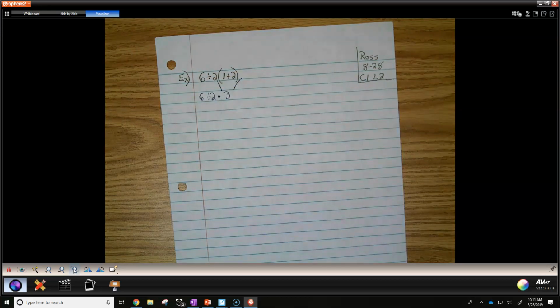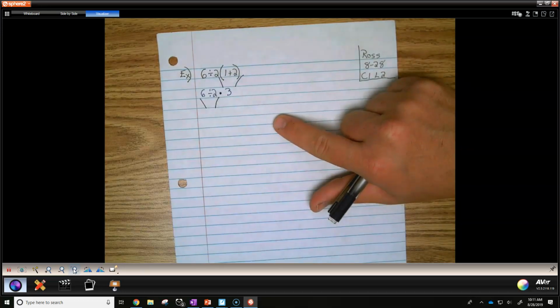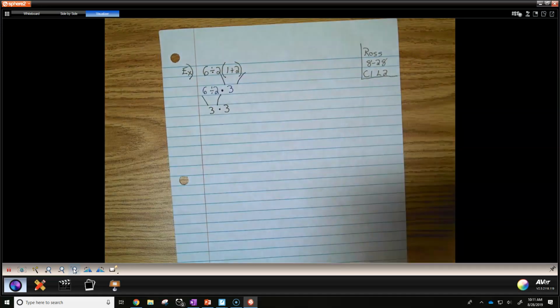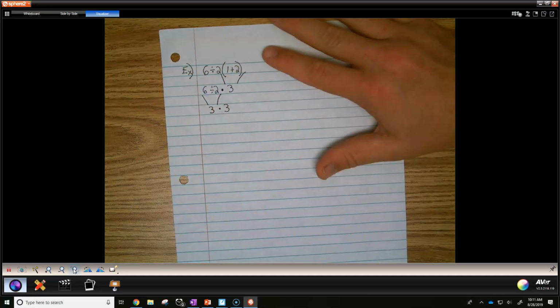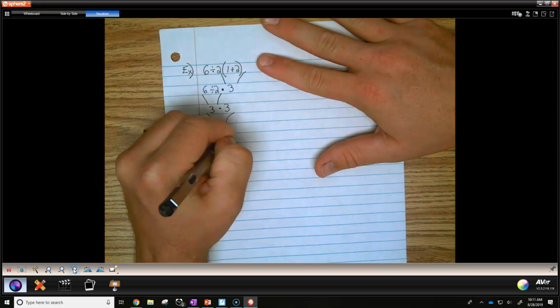Now, due to order of operations, what should we do next? I saw Gio, and I saw you, and I mixed you guys up. We would divide left to right. 6. Once again, I'm making my funnel take one line. 6 divided by 2 is 3. And I'd have this left. Last thing I have is 3 times 3, which is? That's easy. That is the answer.